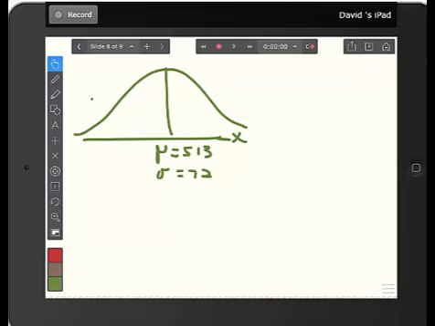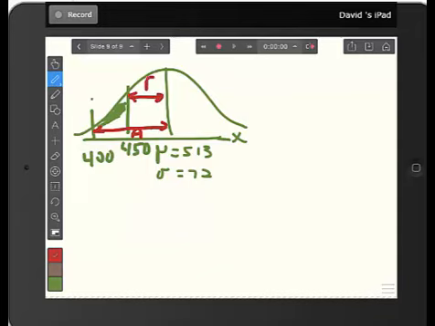Okay, for part B, we want to go from 400 to 450. So we're interested in this area. Well, we can't get that directly because we have to go from the mean to some point. So we can take this area, which I'll call area A, and this area, which I'll call area B. And then the difference between those is going to leave the area of interest.